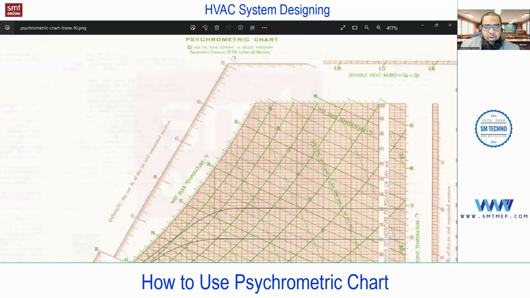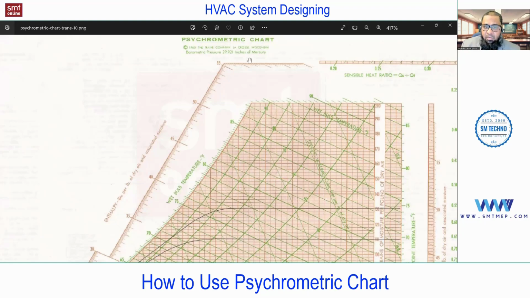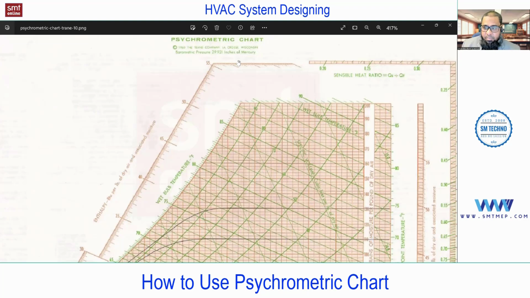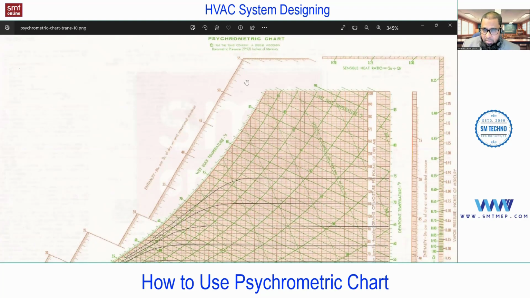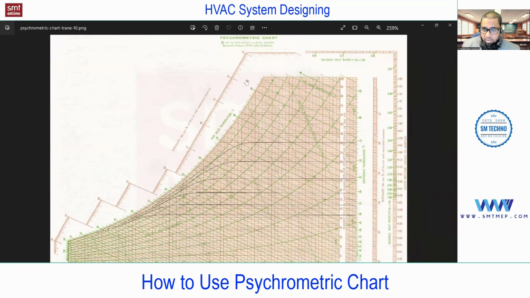Barometric pressure is 29.9 inches of mercury, or 760. If you convert into mm, you'll get 760 mm of Hg, or 1 bar. So this is atmospheric pressure. The standard psychrometric chart is based on the atmospheric pressure.